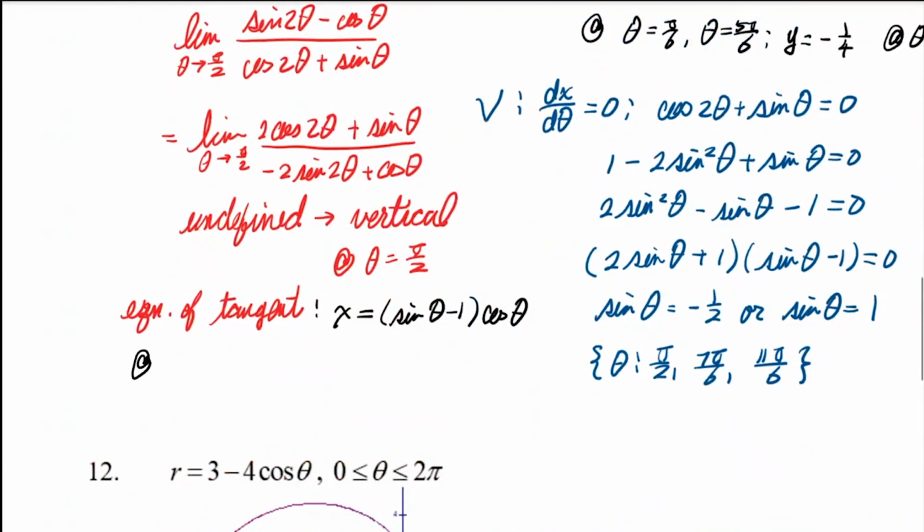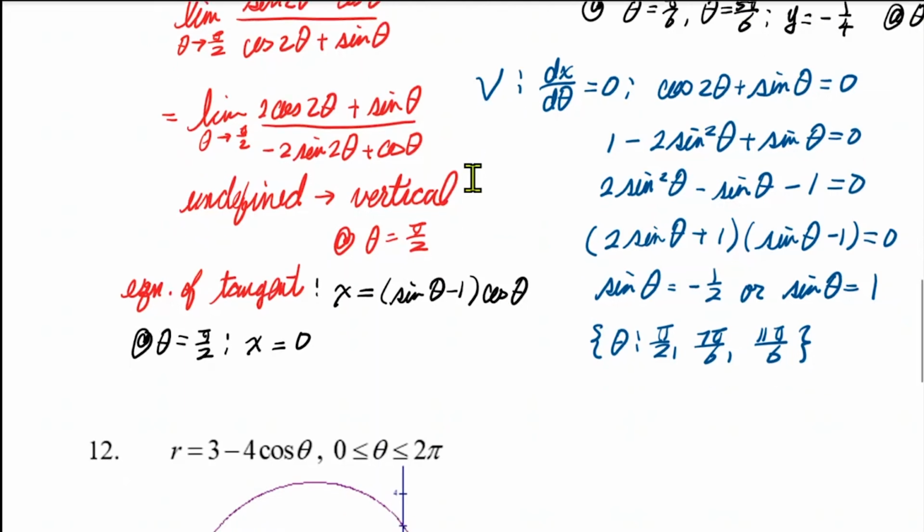So at theta equals pi over 2, our x will be, if you plug in pi over 2 here, this thing becomes 0, so we don't care what the rest is. It's 0. That's the one in the center. Good.